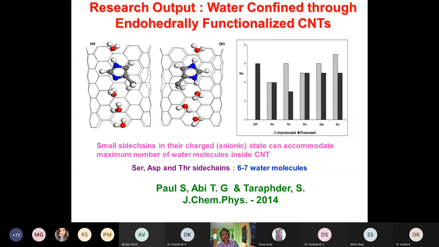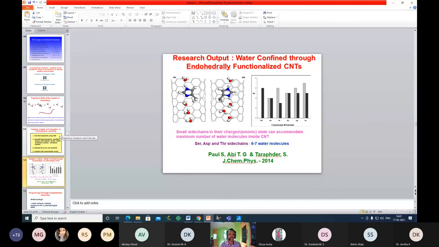And I studied the dynamics of water molecules that pass through the interior of a single-walled carbon nanotube, that is with an amino acid residue. So this is one of our research outputs related to the molecular dynamics field.